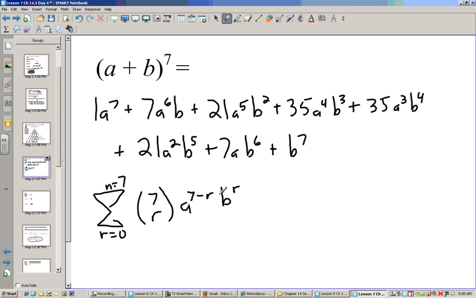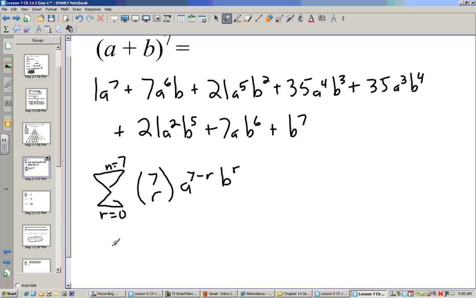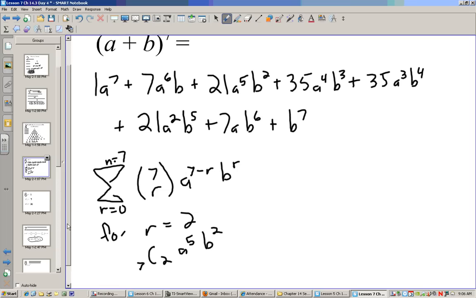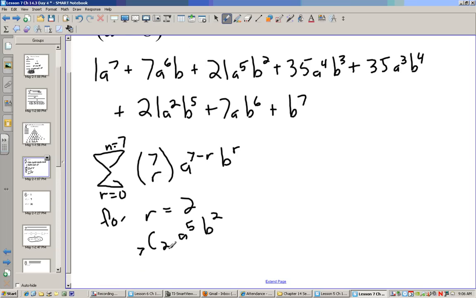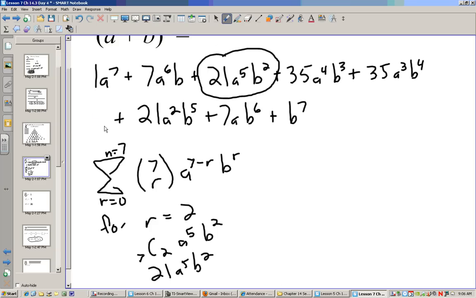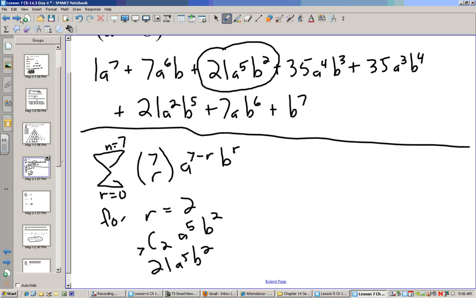If we look at any term, say if our r value is 2, we'll have 7 choose 2 times a to the 7 minus 2, which is fifth, b to the r, which is 2. So 7 choose 2 is 21. So it's 21a to the fifth, b squared. And that's the same value that we have here. So for r equals 2, we can find it using our formula, but it's the same thing that we got when we just expanded it.